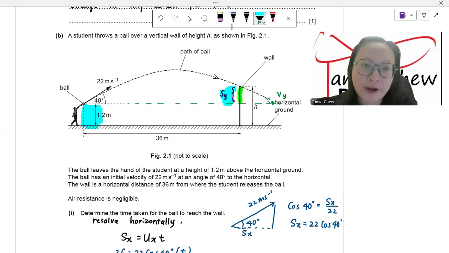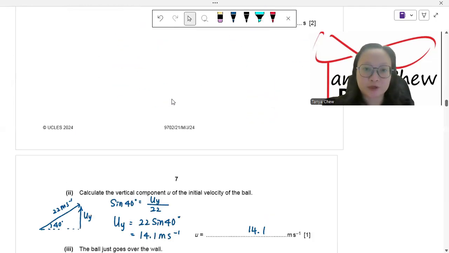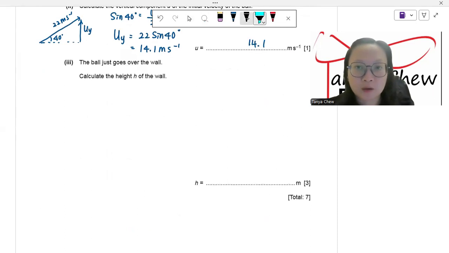How do I find Sy? I want you to have a closer look at this. This is where the ball lands, which is the same height as where the ball is thrown. So this parabolic motion is symmetrical. I need to find this Vy, the speed at that point, in order for me to find my Sy. So I'm using this equation.